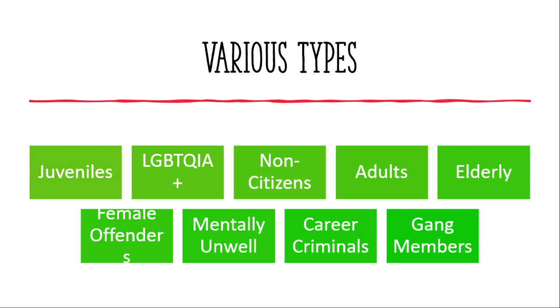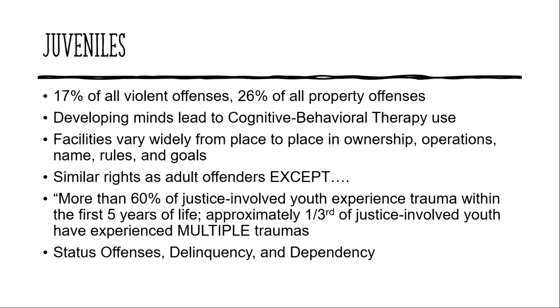We'll talk about the mentally unwell. We'll talk about gang members, because gangs are something that needs to be discussed. And then career criminals and what that actually looks like. So we will start off by briefly going over juveniles.